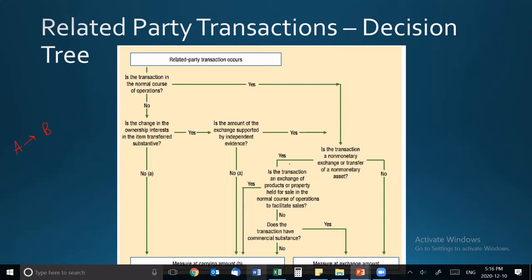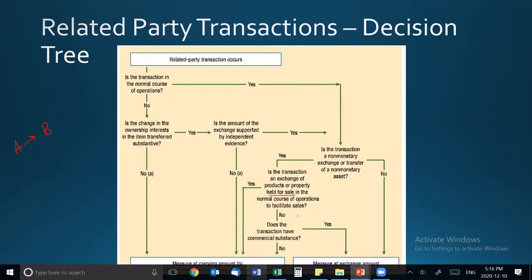If it is a non-monetary transaction, then we have to ask, was the transfer for property that was held for sale? Okay, so was it held for sale in the normal course of operations? If yes, then we measure at the carrying amount. If no, then the last question we have to ask is, does the transaction have commercial substance? If no, carrying amount. If yes, exchange amount.